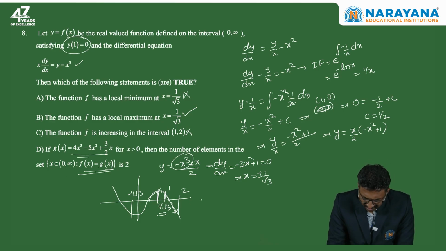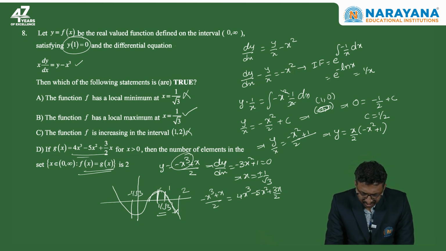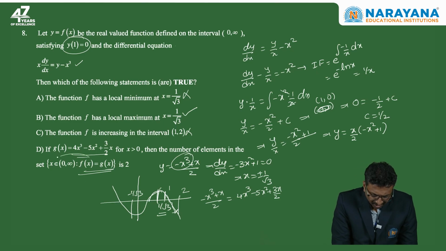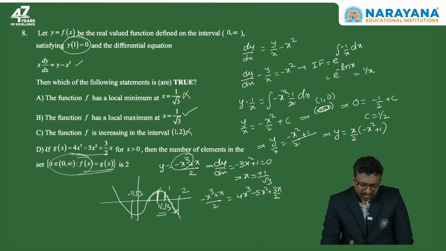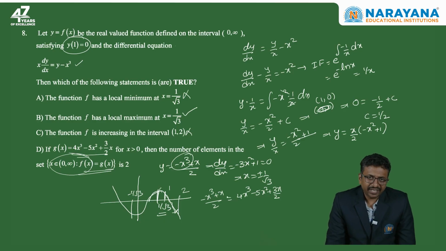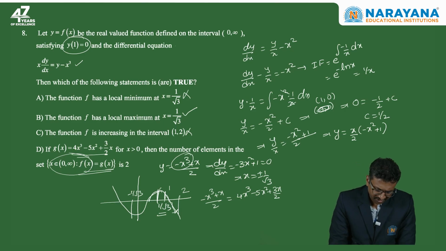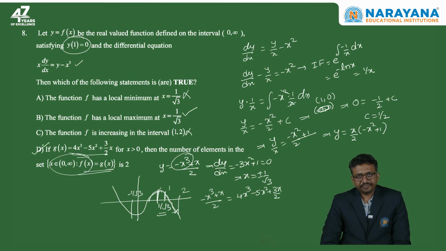So you just have to solve it. So minus x cube plus x by 2 is equal to 4x cube minus 5x square plus 3x by 2. So you are going to get a cubic. x equal to 0 is one of the solutions, but I want it in the open interval 0 to infinity. So you cancel the x, get the corresponding quadratic and find the solutions. You have to see how many positive solutions and how many negative solutions there are. If you solve the quadratic, you're going to get both roots of that quadratic as positive. So D is also the correct answer.